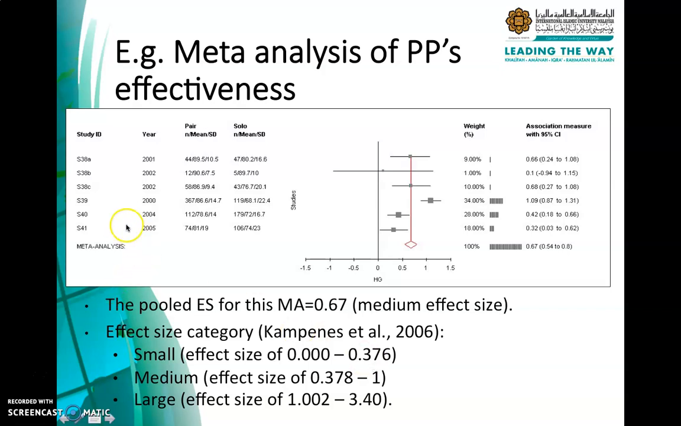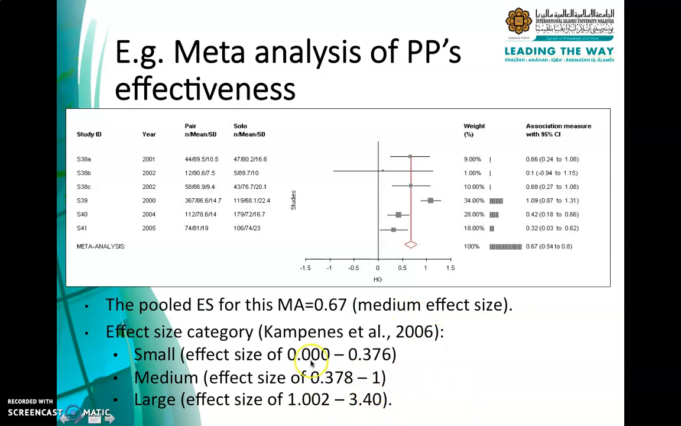It combined results from 6 studies. All these 6 studies, represented by these study IDs, are doing experiments comparing pair programming and solo programming, to see whether pair programming is good or not in improving students' assignments. From this result, we can see the pooled effect size is much greater, which is 0.67. So this tells us that it is showing a medium effect size.